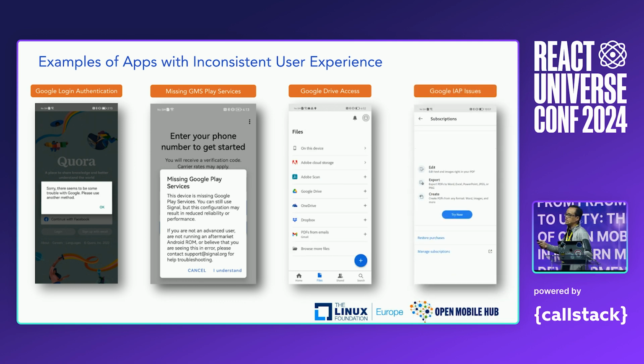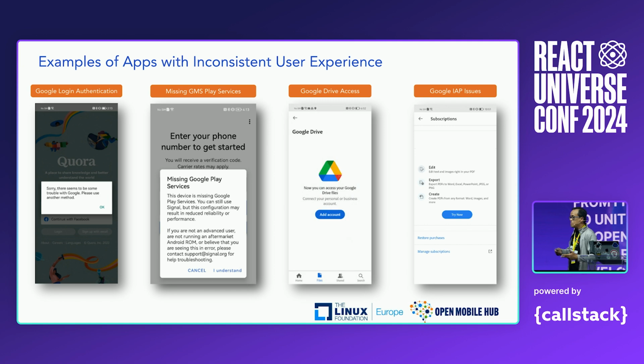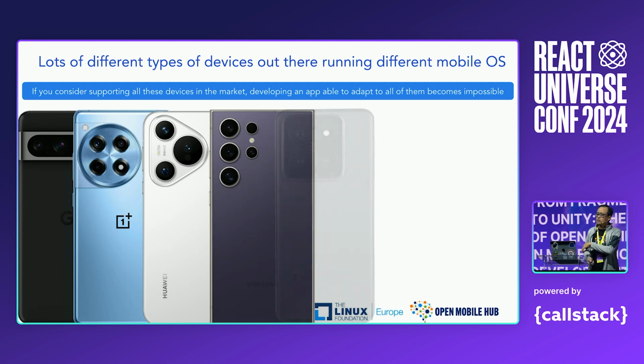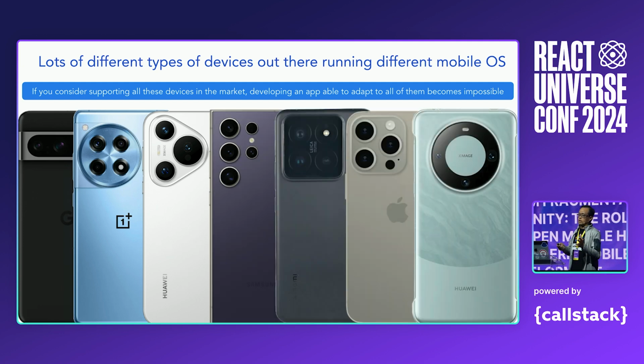They're trying to use the in-app payment services from Google. Because of the missing GMS library, they cannot even fulfill the payment operation. So these are very common problems. But actually, look at the market today. These are all the popular brands that you probably are using and putting in your pocket right now. These are the popular brands that are running very different types of operating systems.